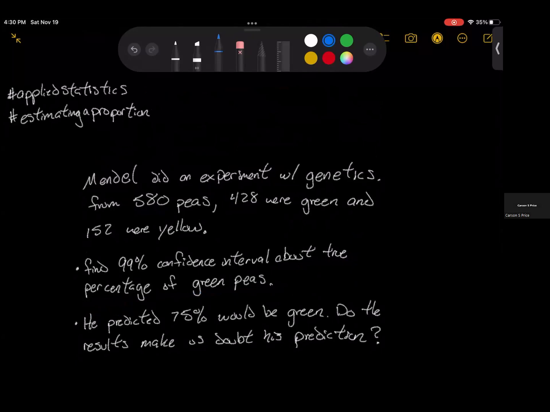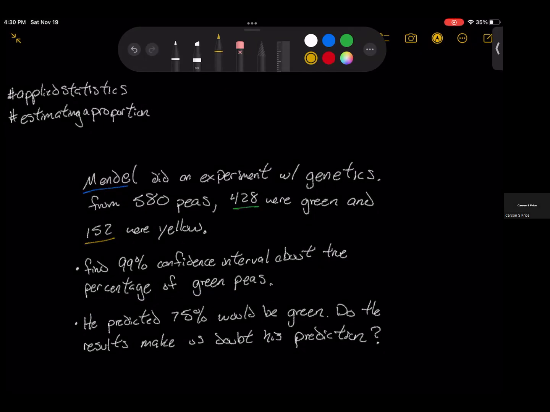All right. Now, Mendel, this guy that worked in genetics, did an experiment in which he had 580 peas and 428 of them were green. So maybe let's underline that in green. So 428 out of the 580 were green, and the rest of them, the 152, were yellow. Right, so that provides me with a proportion. I have 428 out of the 580 that were green, or I have 152 out of the 580 that were yellow.